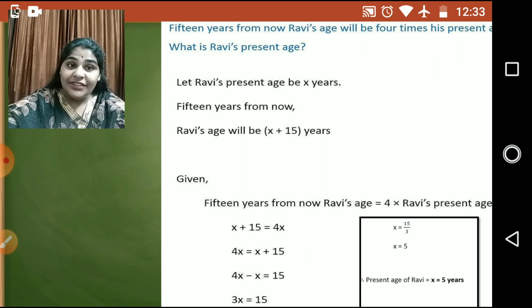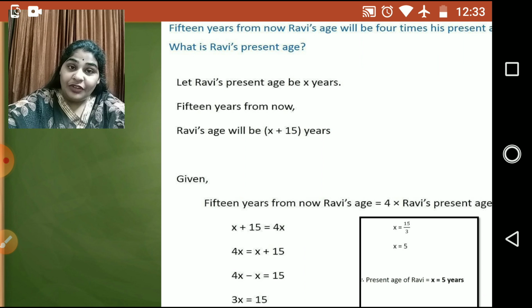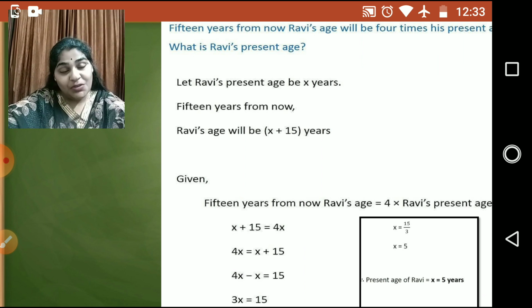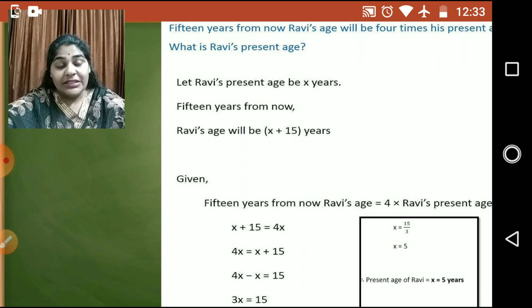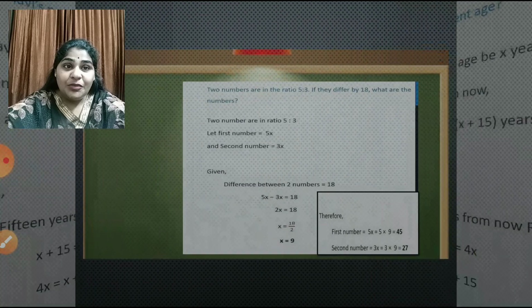If they would have asked what will be Ravi's age after 15 years, what you would have done? So 5 plus 15, that is 20 years. So this is how you have to read the question properly stepwise and try to form an equation, and then you will solve the equation. Let us proceed.